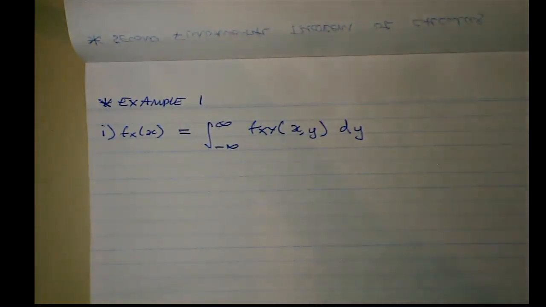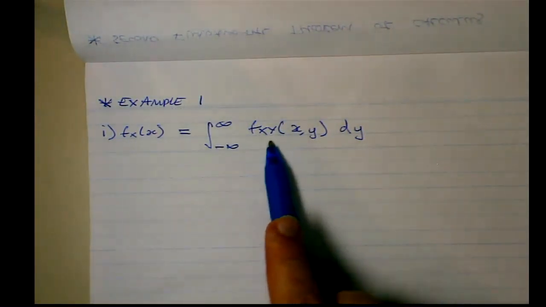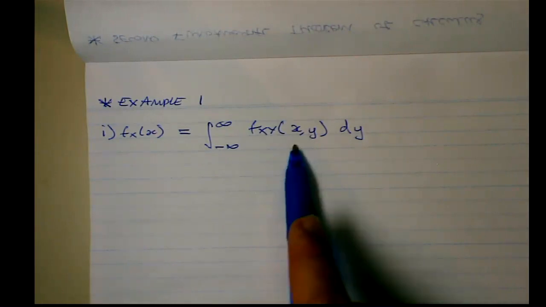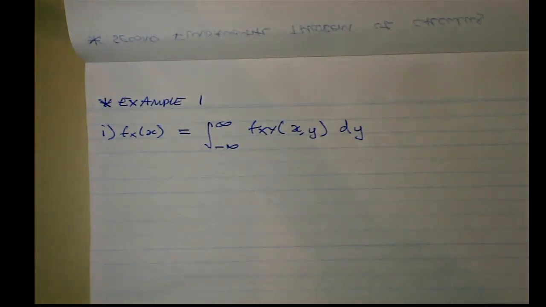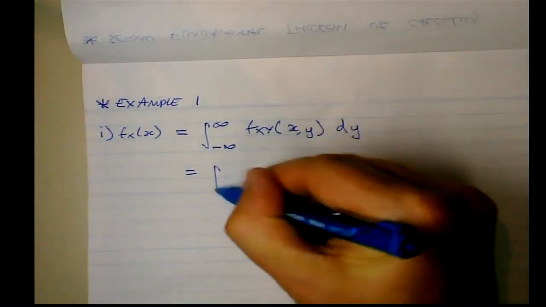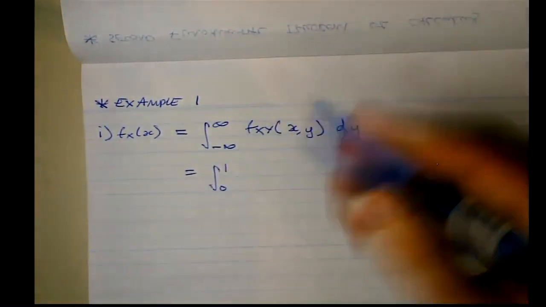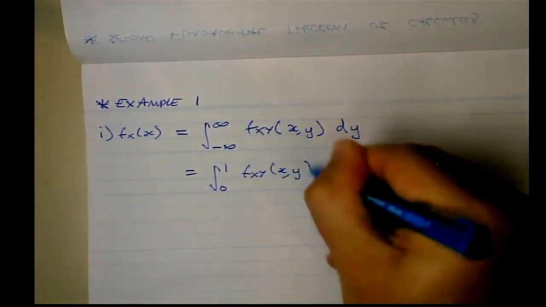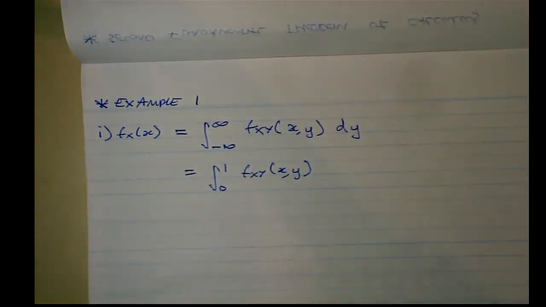Okay. So we're looking from minus infinity to plus infinity, but we know that y actually only has positive probability in between 0 and 1, right? So this is the same as the integral from 0 to 1 of f_XY(x, y), because we only have probability mass for y between 0 and 1, and 0 everywhere else.